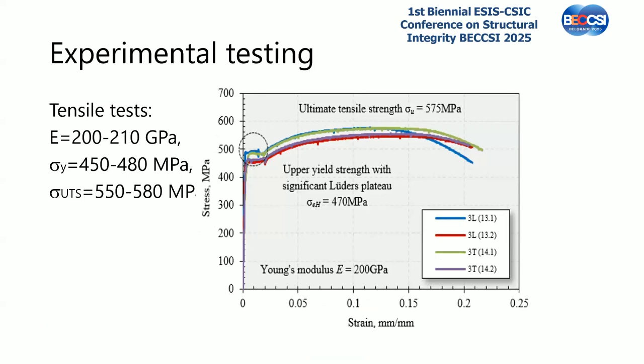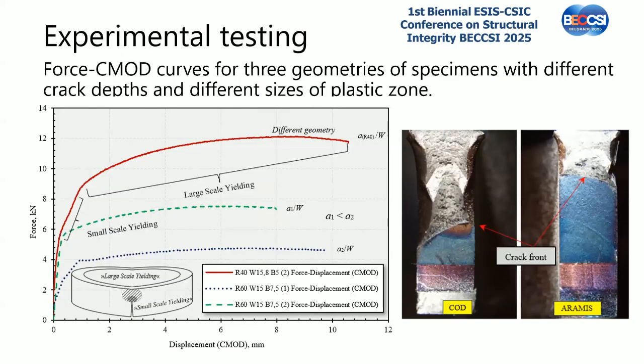So here are the results of the tensile test, which was cut out from this plate. So you also have some scatter. These are the modulus of elasticity, yield stress, and ultimate tensile strength. It varies by 30 megapascals. So this is what we get, and this material has a Lüders plateau. It's all used from this tensile testing.